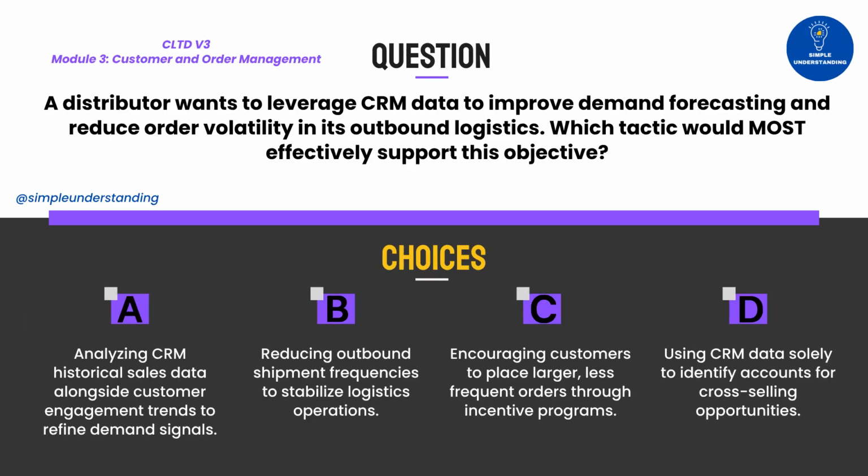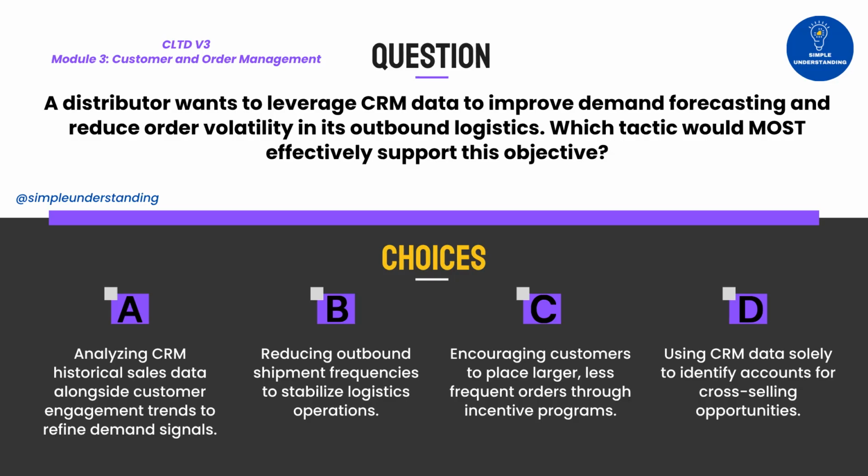Question 5. A distributor wants to leverage CRM data to improve demand forecasting and reduce order volatility in its outbound logistics. Which tactic would most effectively support this objective? A. Analyzing CRM historical sales data alongside customer engagement trends to refine demand signals.